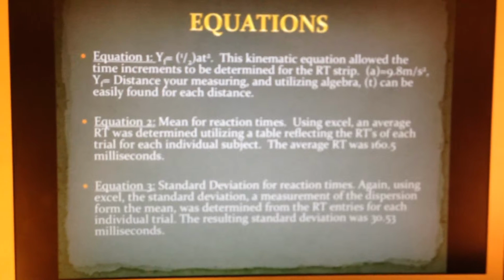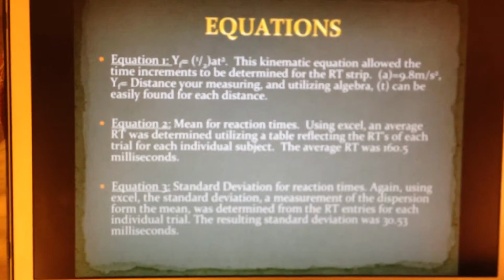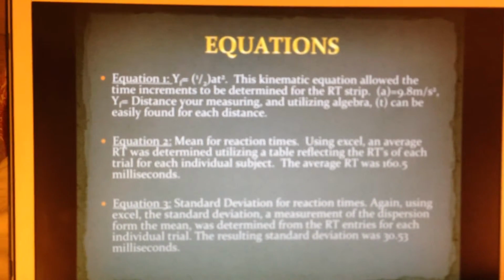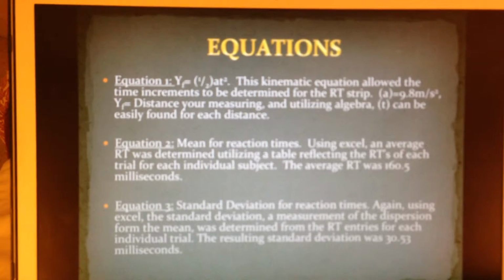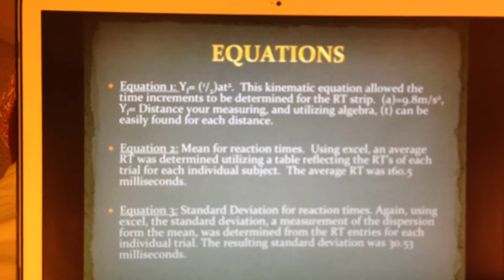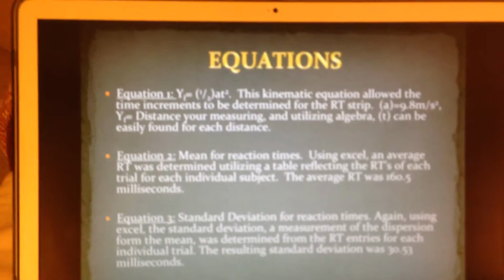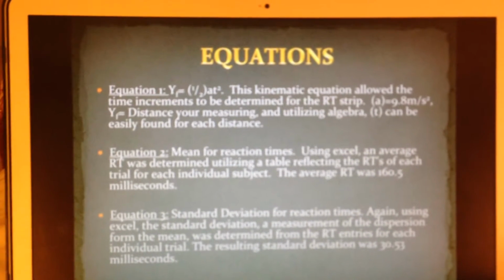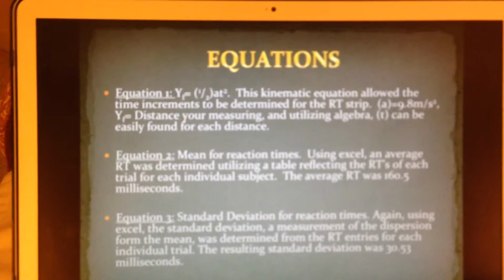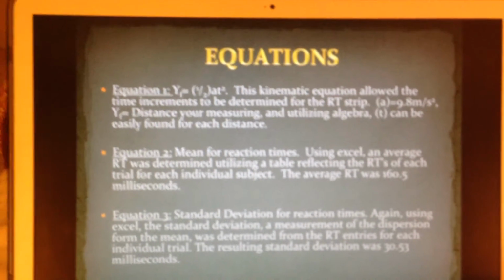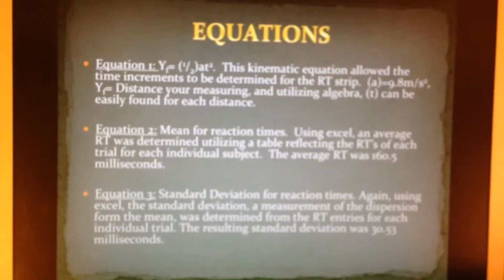Lastly, the third equation that I used was the standard deviation for the reaction times, again using Excel. The standard deviation is a measurement of the dispersion from the mean. This was determined using an equation in Excel, into which I plugged all the entries, and it spit out a result of 30.53 milliseconds as my standard deviation.